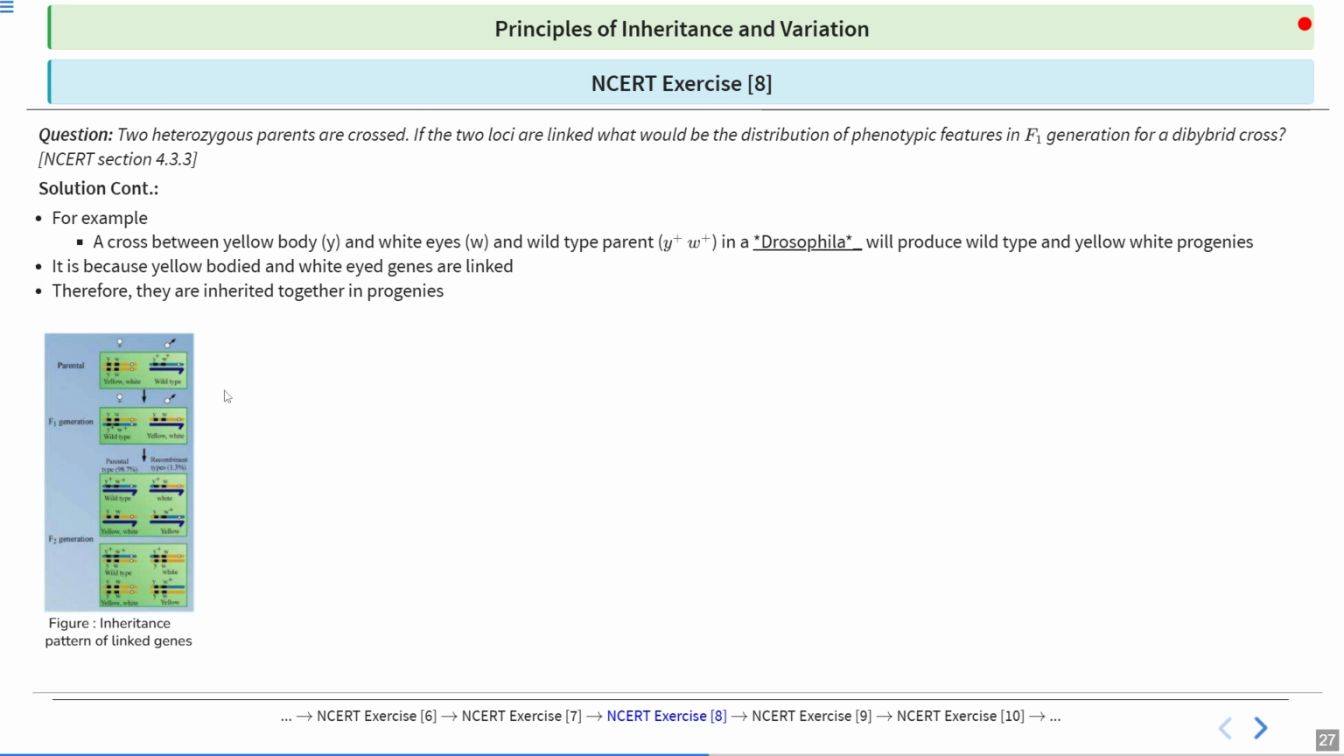So this is happening because these two genes are very closely linked. Which two genes are closely linked? y and w. These two genes are also linked: y plus and w plus, the wild-type genes. These two are linked together. Okay, this is clear.